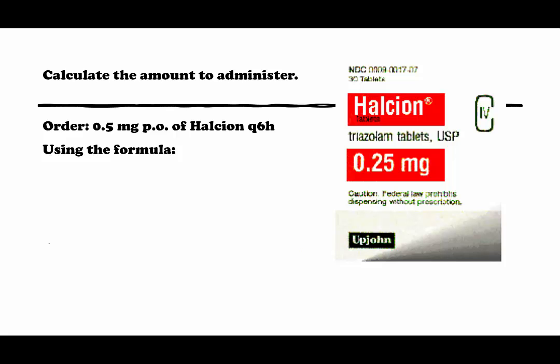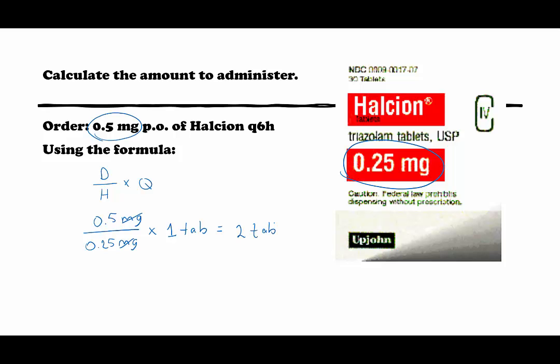Lastly, let's look at using the formula. So the formula is the dose ordered divided by the on-hand amount times the unit quantity. So the dose ordered is 0.5 milligrams. The on-hand amount is 0.25 milligrams times the unit dosage, which is 1 tablet. Okay, so let's see what happens here. Those cancel nicely. We have 0.5 divided by 0.25. We may recall from the previous 2 examples that divides to 2, and we end up with 2 tablets.